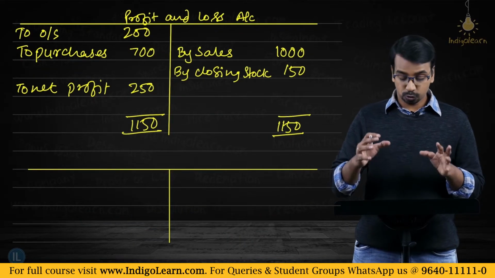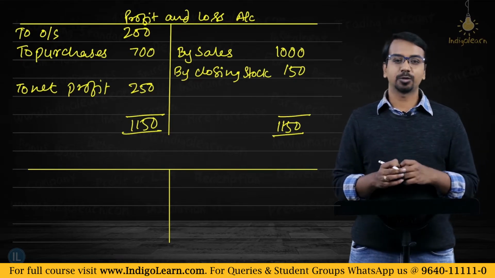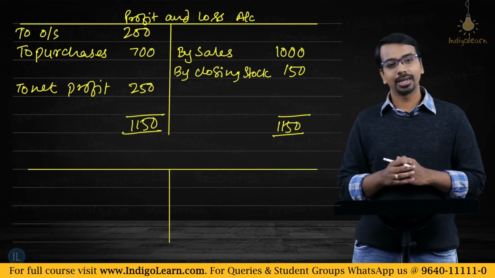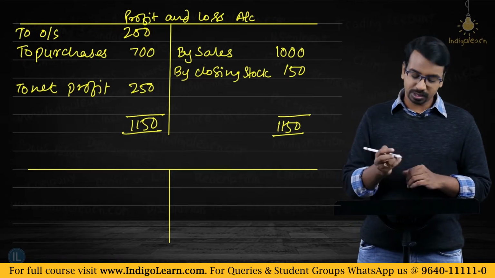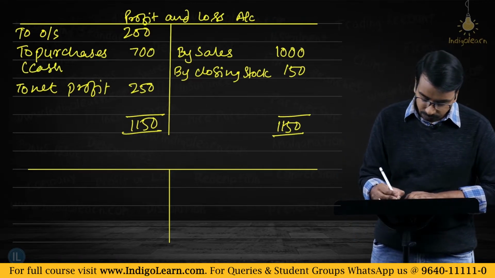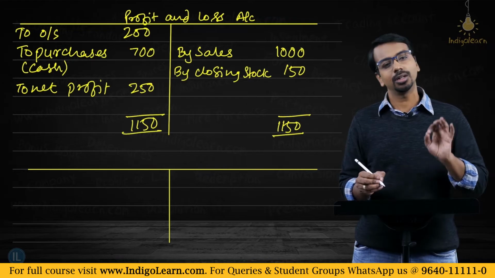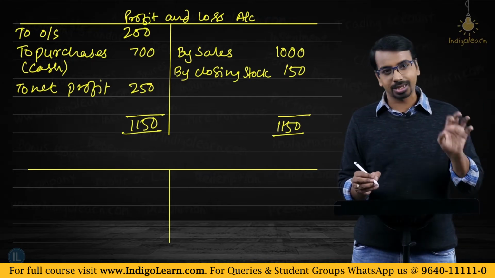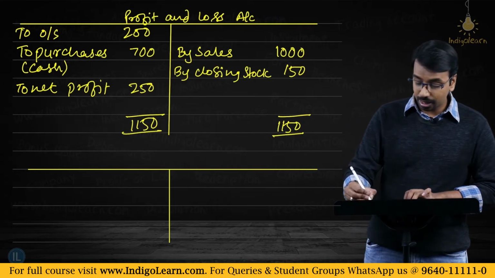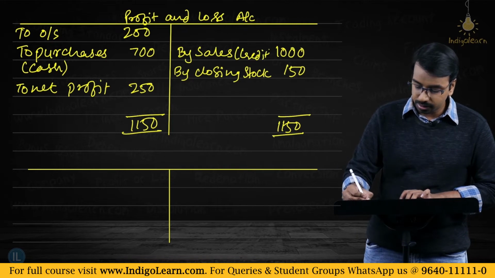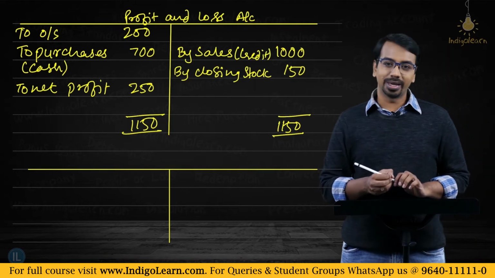Now continuing with the same illustration, we'll do a minor change. Now what is that change? So far we said all purchases are on cash basis, all sales are also on cash basis. Now we'll make a slight change to this. We'll say purchases are on cash, fully purchases are on cash. So 700 is the cash outflow, but sales are on credit basis.